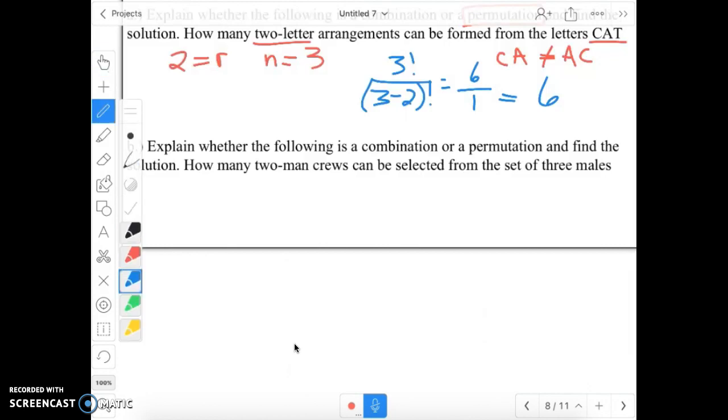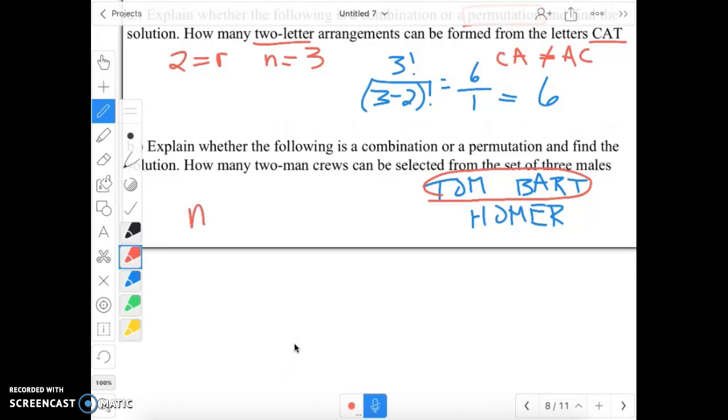Okay, so let's say Tom, Bart, and Homer. Okay, so we have to ask ourselves, if I took Tom and Bart, is that the same as taking Bart and Tom? So in this scenario, yeah, that's exactly the same. So this is going to be a combination.